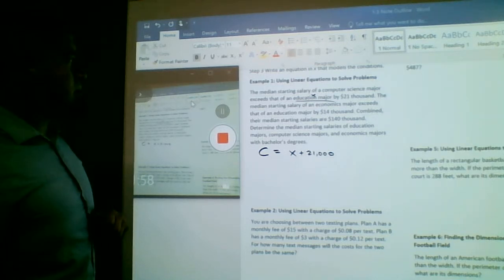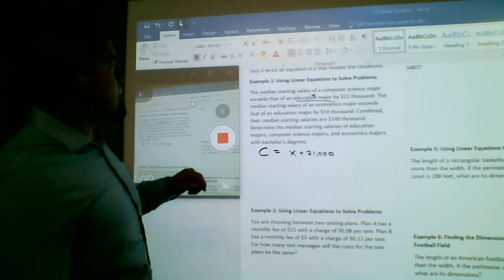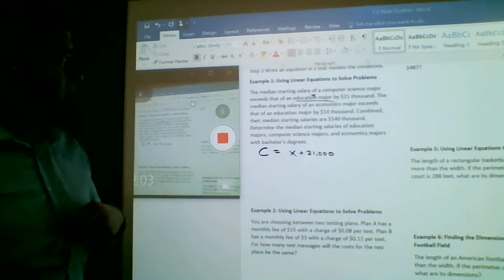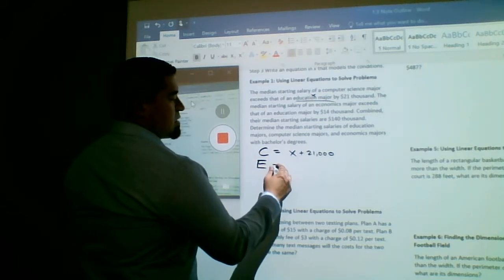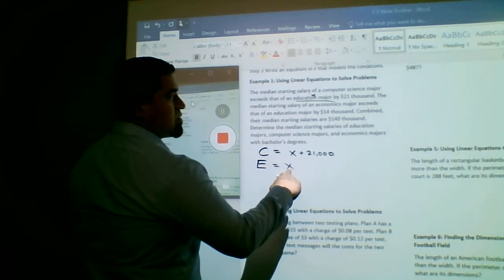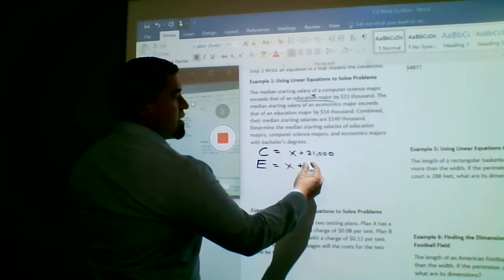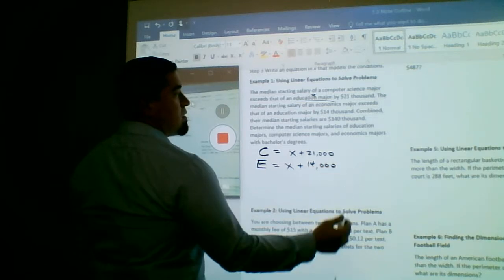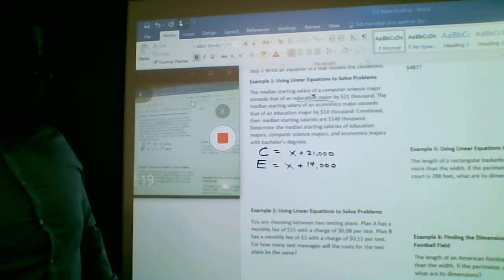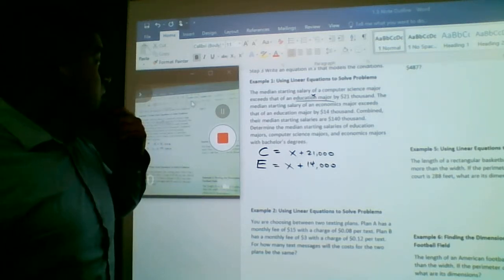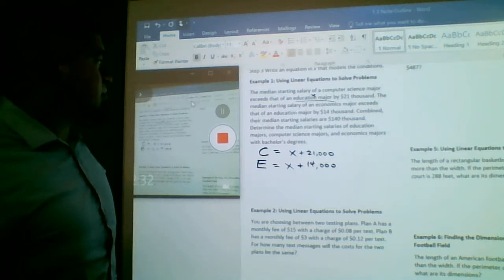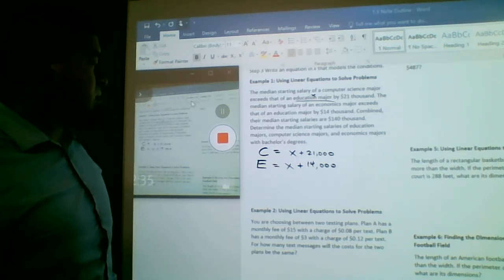And then from there, we want to set up the next equation. It says the median starting salary of economics majors exceeds that of an education major, which is x. So economics equals the education major, and it exceeds by $14,000, so x plus $14,000. Combined, their median starting salaries is $140,000.